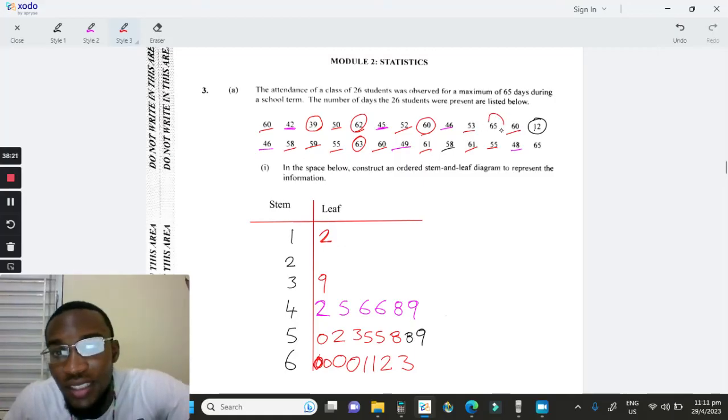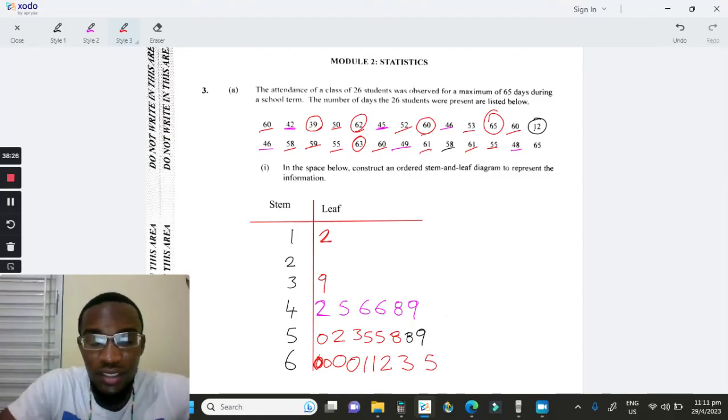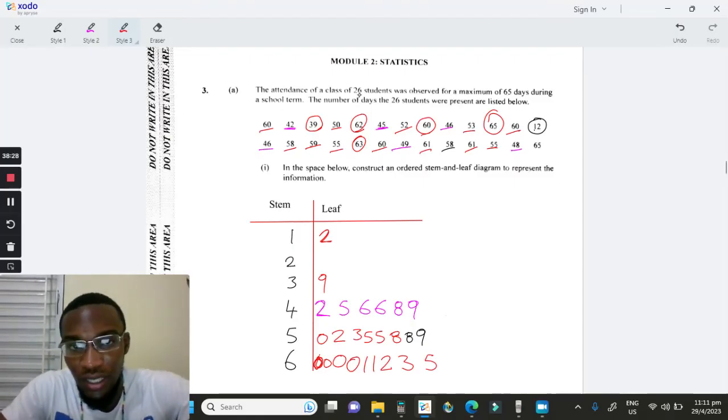64, nope, I see 65, so I'll put 5. Now, the last thing for you to do with doing stem and leaf is to add everything and you should get the total frequency.